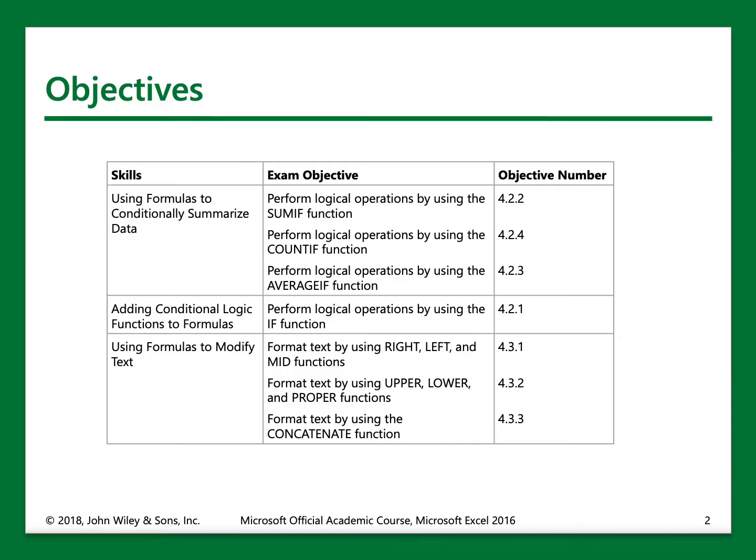So just as an outline, we're going to be looking at conditional summaries of data. So the sum if, count if and average if functions, adding conditional logic from if statements, and then modifying text. So right, left and middle functions and the concatenate function. Now if I had to summarize the sort of three core functions that I end up using all the time in Excel that have saved me hours and hours of work, those would be the sum if, count if, and concatenate functions. Okay, they're immensely powerful and valuable and often underutilized in Excel.